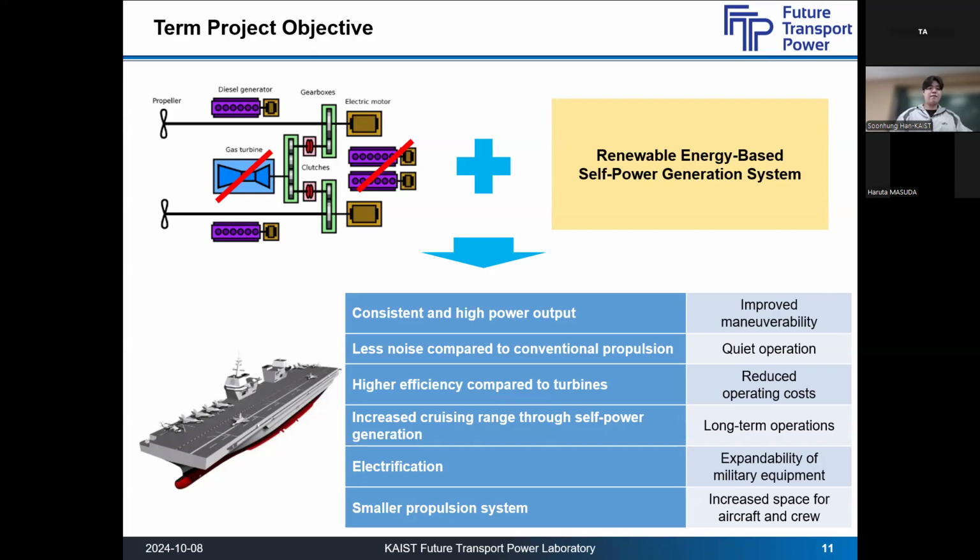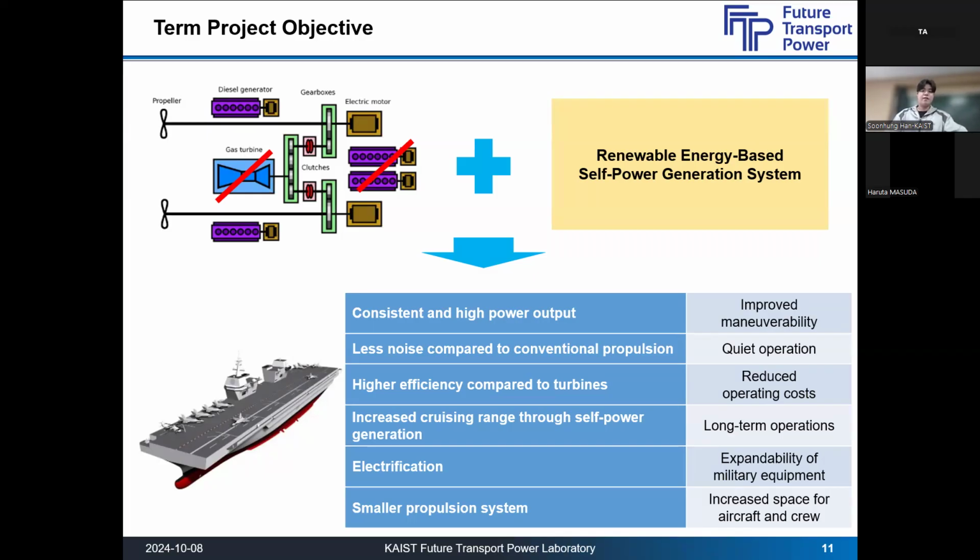And next, higher efficiency. Compared to turbines, it makes reduced operation costs. And next is the increased cruising range through self-power generation. It makes long-term operation. The long-term operation, we thought this is the best part of our objective, because long-term operations are suitable for carrier operations.